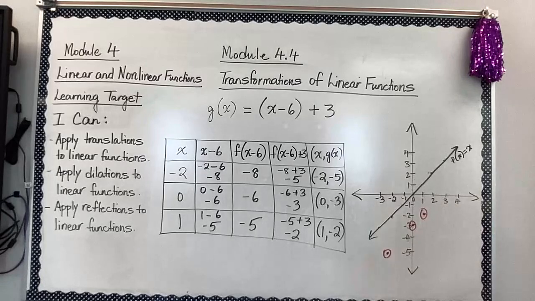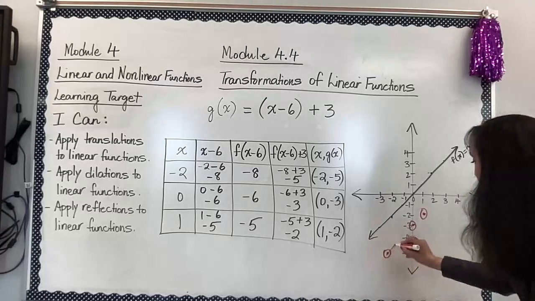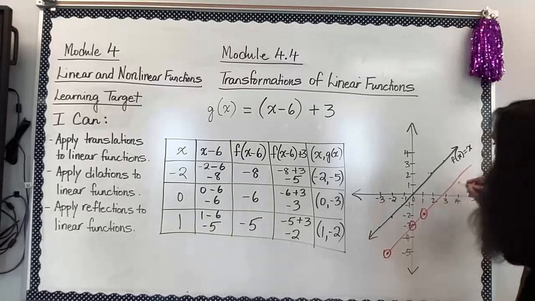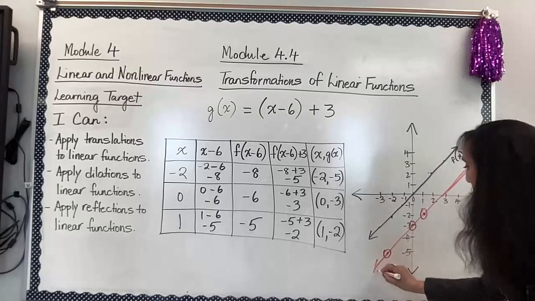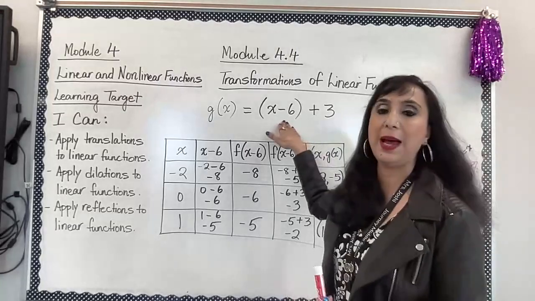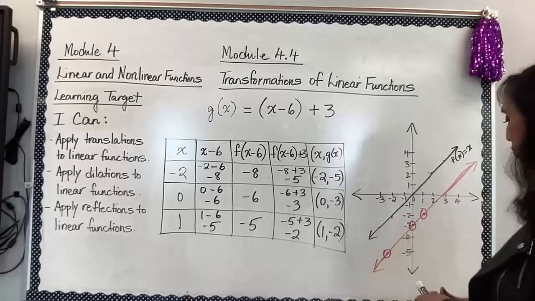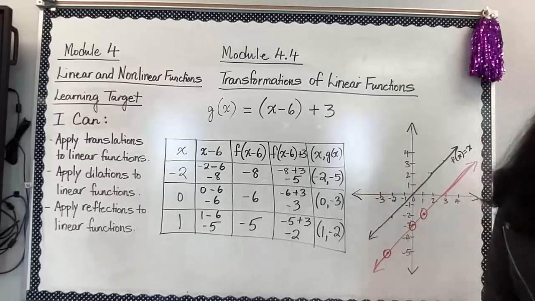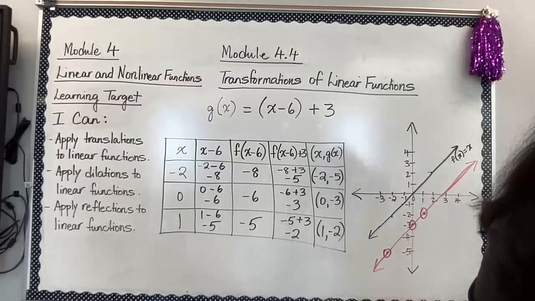And I can see that this graph, as you can see, look. Here we go. And there is my graph. So even though it says minus 6, look what's happened. It shifted to the right, and then the plus 3 has moved it up. And that's basically what this entire lesson is all about.